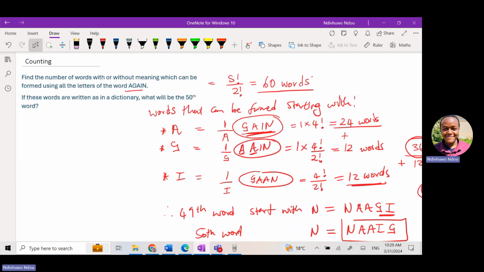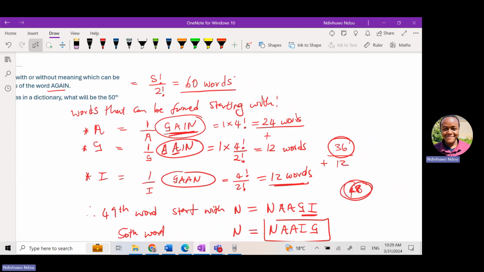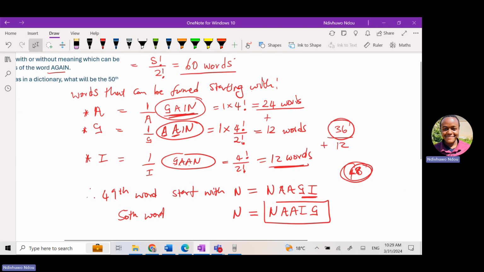Okay, so basically it was a bit of a trick, but quite interesting just to look at the restriction. If they say you are writing them as though it's in a dictionary, obviously you have to write them in alphabetical order. So to get the 50th word, we start with A and check how many words can be formed: 24. The next letter will be G, which forms 12. So we have 24 plus 12, which is 36 words so far. Then the next one starts with I, which forms 12. We add that and get 48.